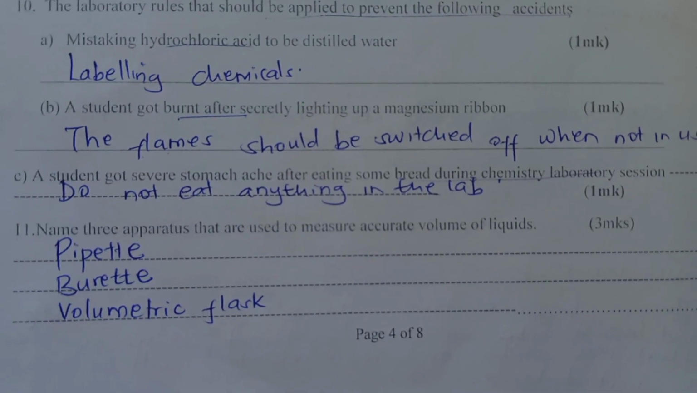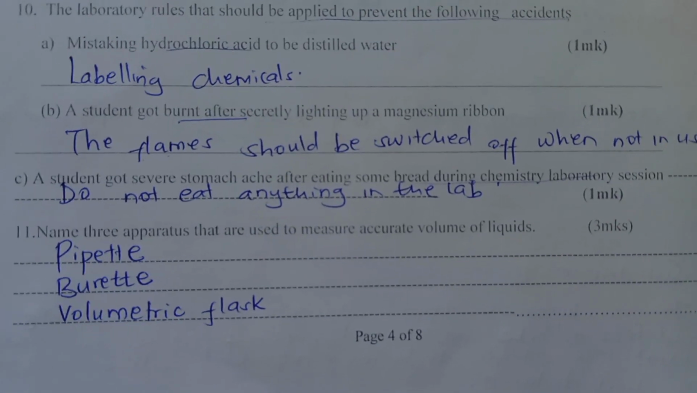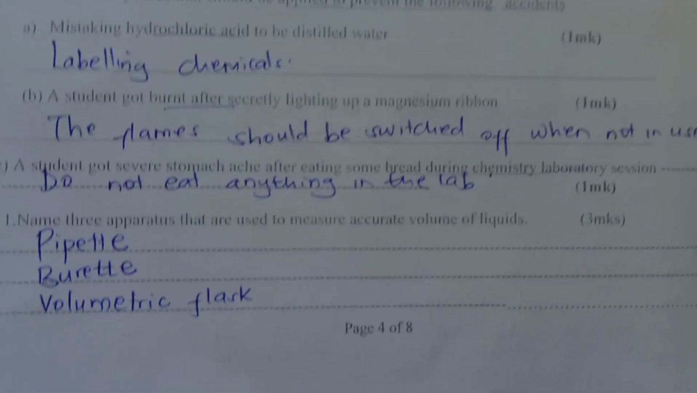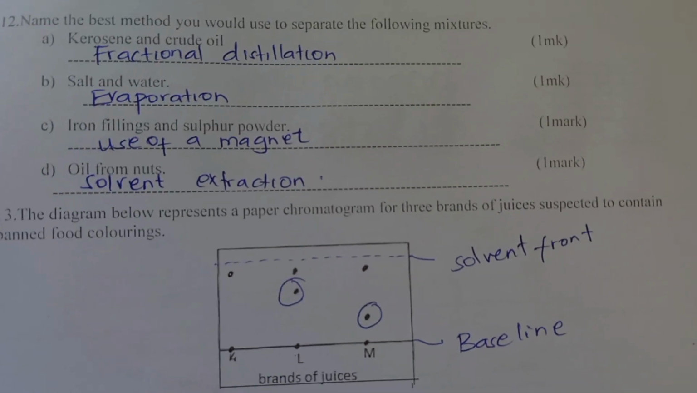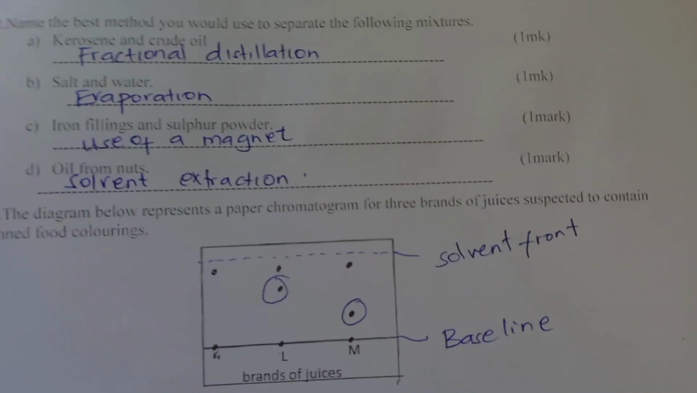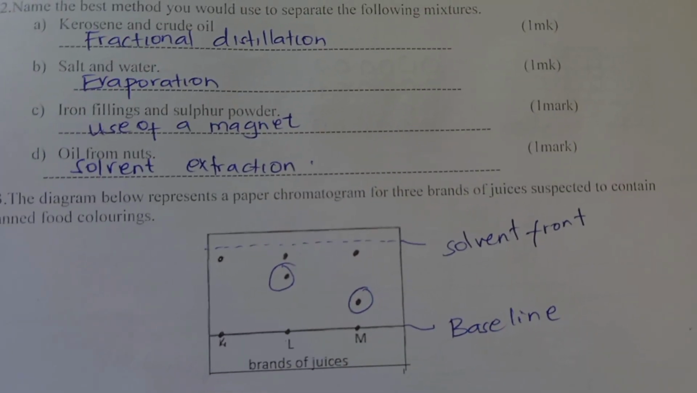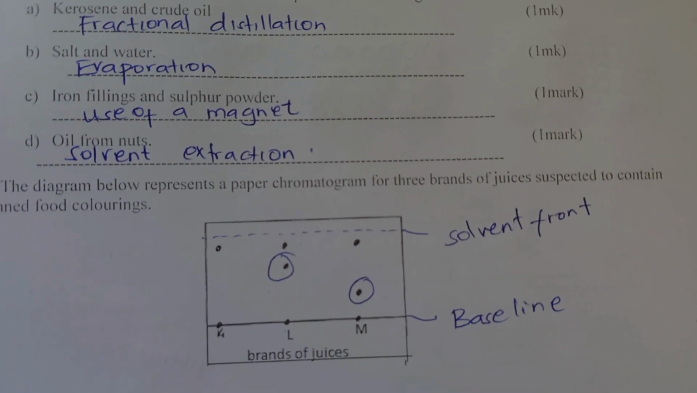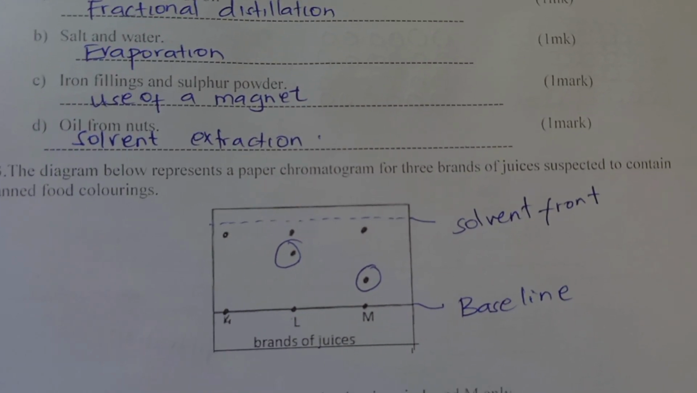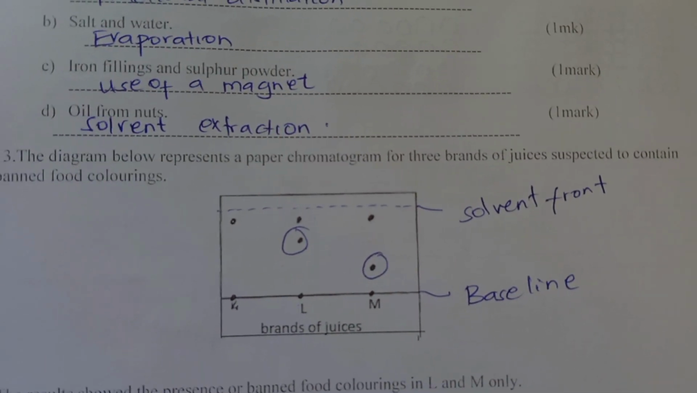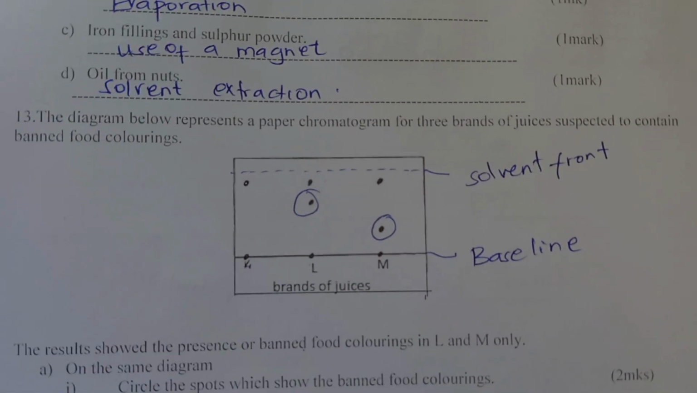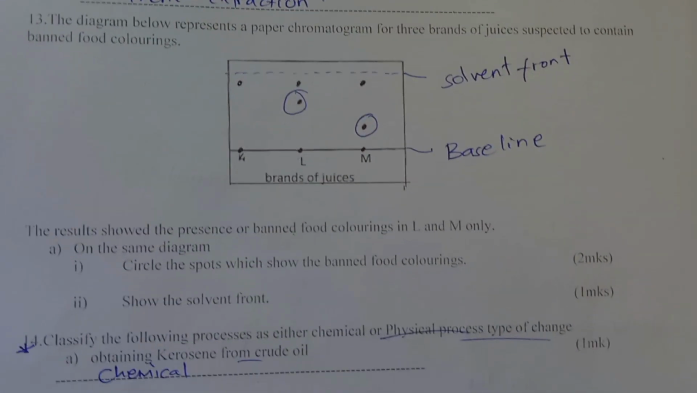Apparatus that are used to measure accurate volume: pipette, burette, and volumetric flask. Those three are used to measure accurate volumes. Name the best method that you would use to separate the following: kerosene and crude oil, fractional distillation; salt and water, evaporation; iron filings and sulfur, use of a magnet; oil from nuts, use solvent extraction.